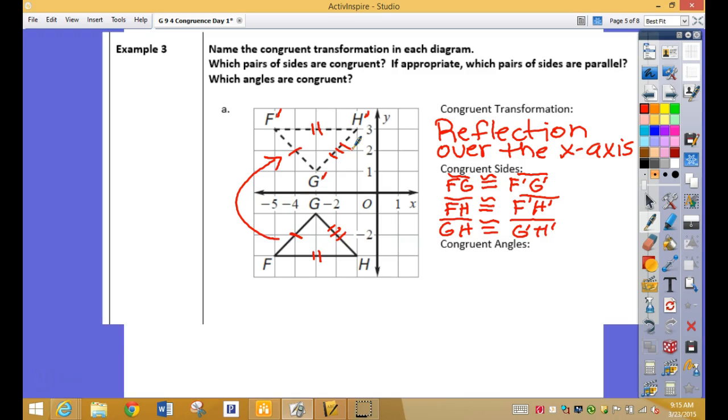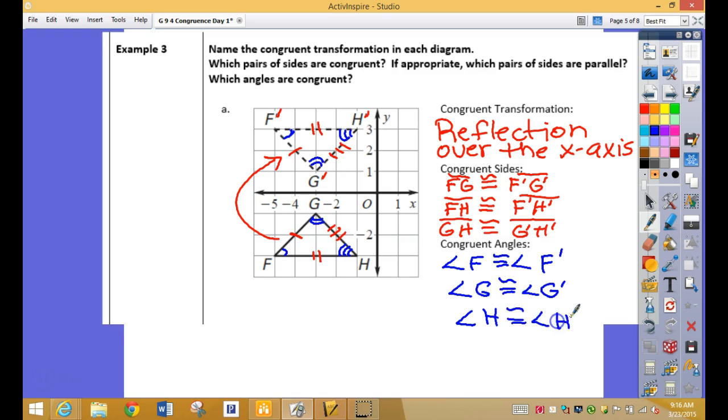What else then? How about angles? What's congruent to angle F? Angle F is congruent to angle what? F prime. Angle G is congruent to angle G prime. And angle H is congruent to angle H prime.